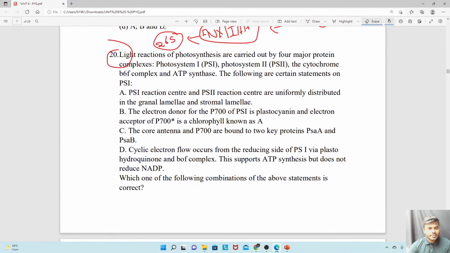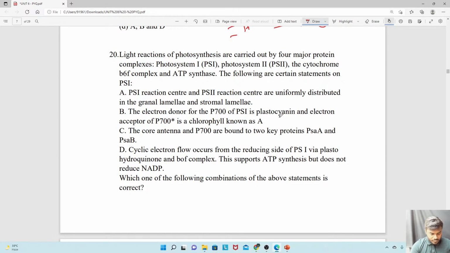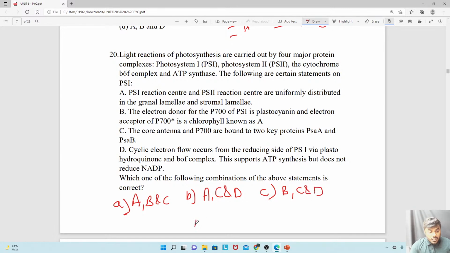Question number 20. I'll write the options here itself. Option A, A, B and C. Option B, A, C and D. Option C, B, C and D. Option D, A, B and D. Friends, they are asking for the correct statements.